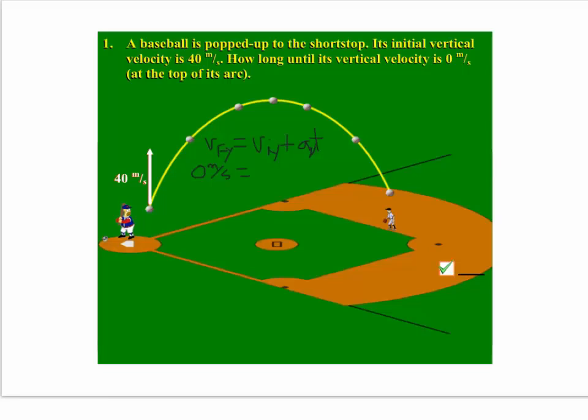So I went ahead and put in a y here for all the vectors in the equation just to remind us that it's only the vertical motion we're talking about, and then also put in a 0 for v final because that should be the velocity at the top of the path.